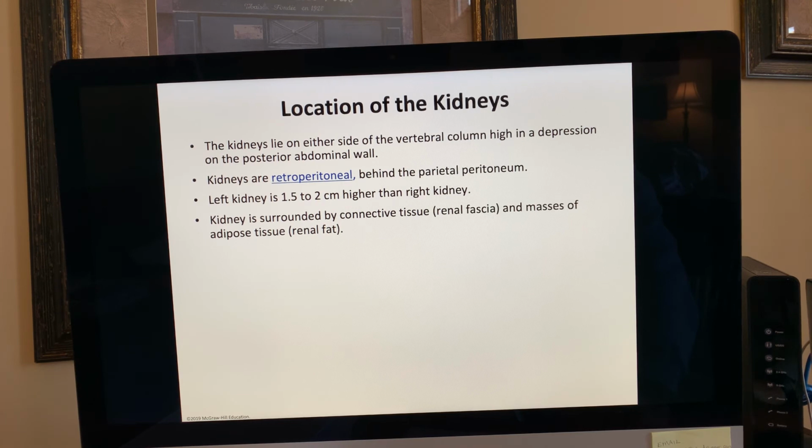The left kidney is slightly higher than the right kidney because of the presence of the liver, which actually causes the right kidney to be somewhat inferior to the left. Each kidney is surrounded by a connective tissue and a fatty tissue that insulates the kidney.